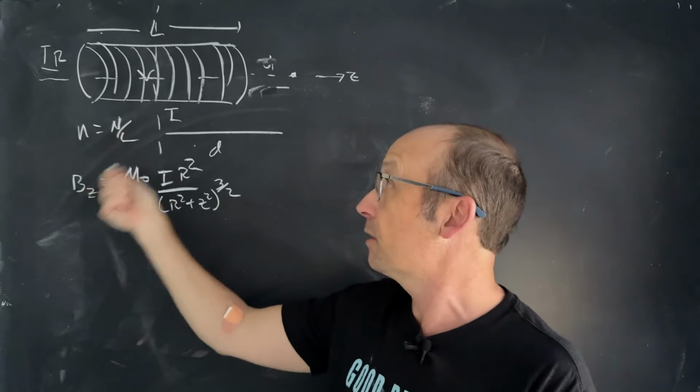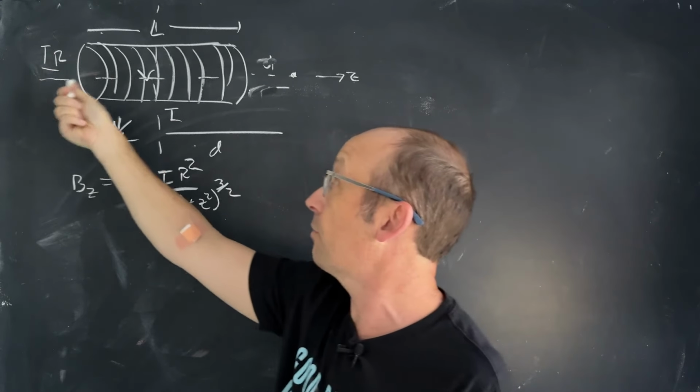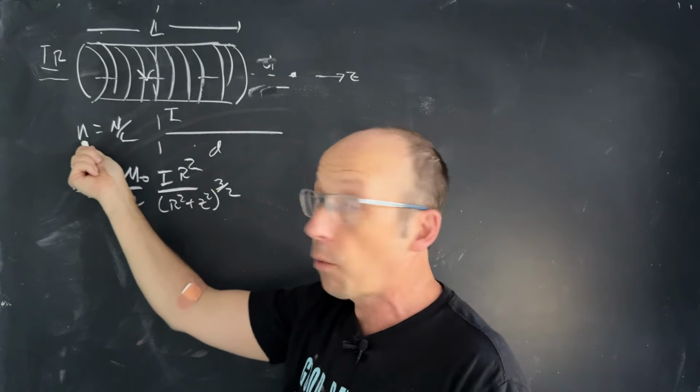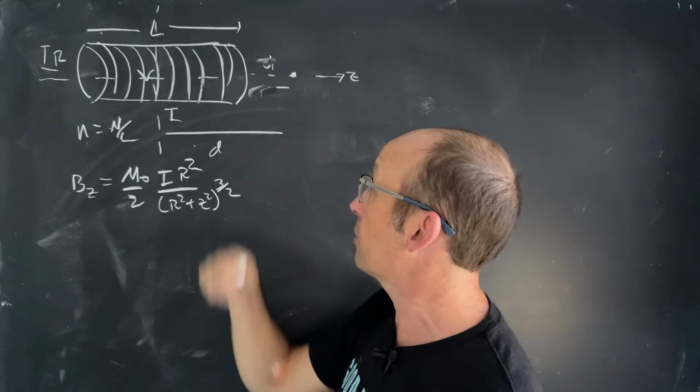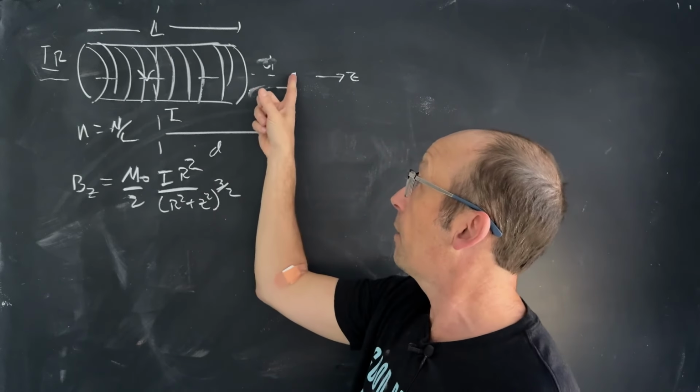I wrote down some stuff. Here's my solenoid. It has a radius r, length l, lowercase n turns per length. So that's total number of turns. And it has a current I going through there. We want to find the magnetic field anywhere along the z-axis. But right now we're going to start in the middle of the solenoid.